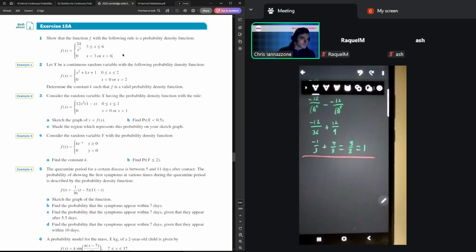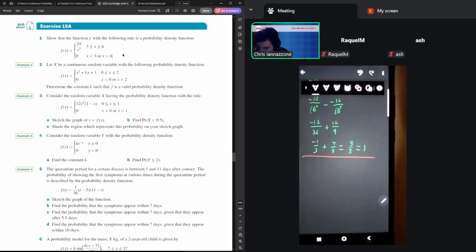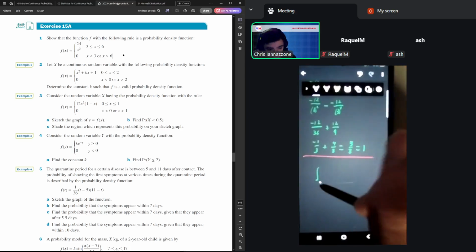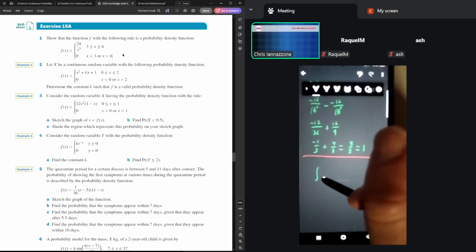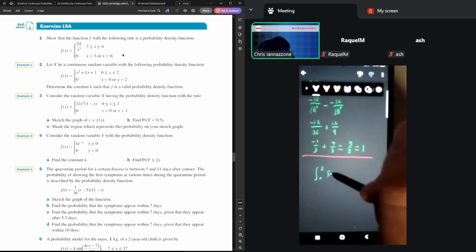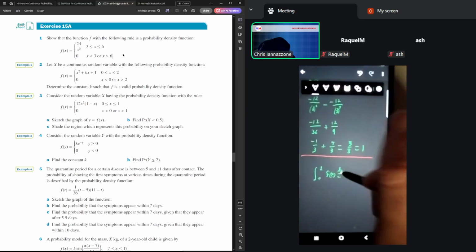Question 2. Again, we have a probability density function, but it's got a k in it. And it's saying determine the constant k such that f is a valid probability density function. Again, the whole point of the probability density function is to make sure that it equals 1 over its full domain. So I want to make sure that the integral, in this case, from 0 to 2 of f of x is equal to 1. Should be a dx in there.